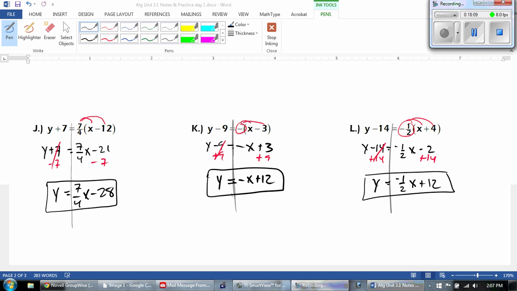Okay, and final answer is y equals -1/2 x plus 12. Now, if you have any questions or need extra help, please come find Ms. Carranza or myself. You know we would love to help you out.